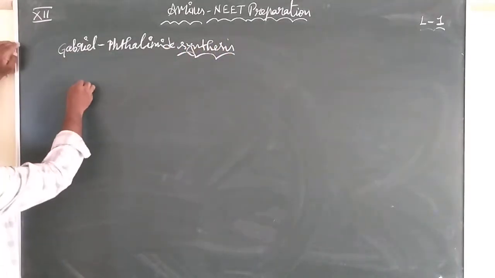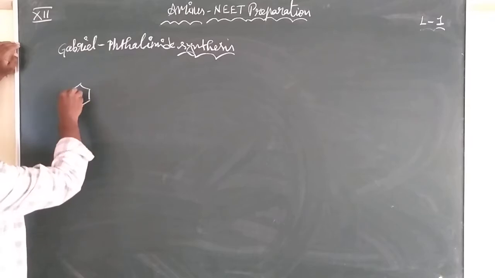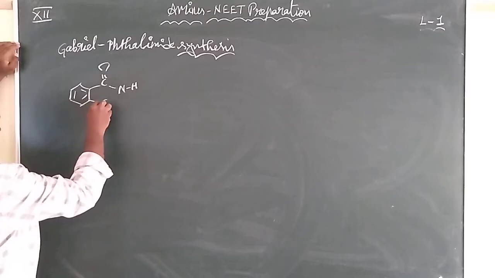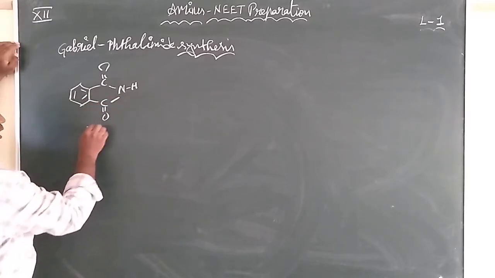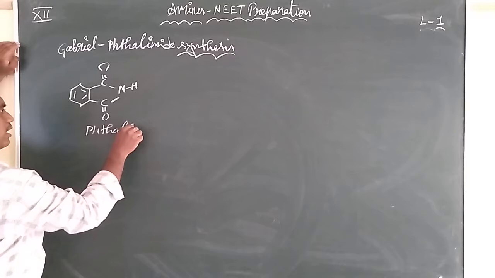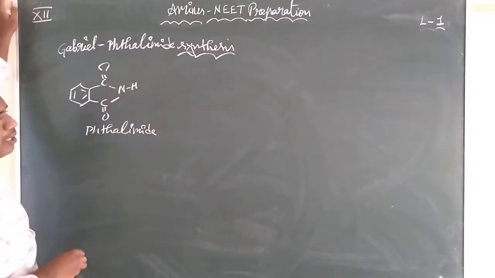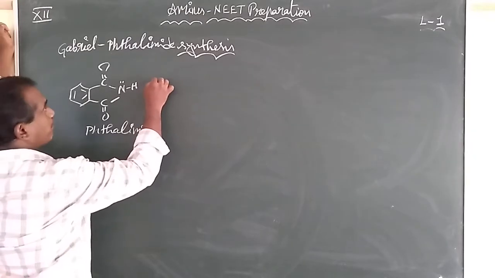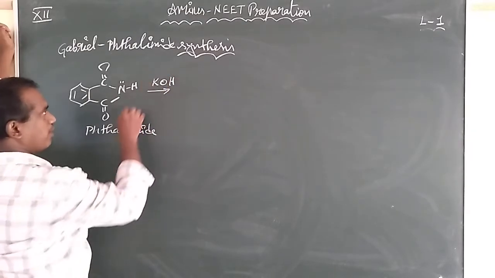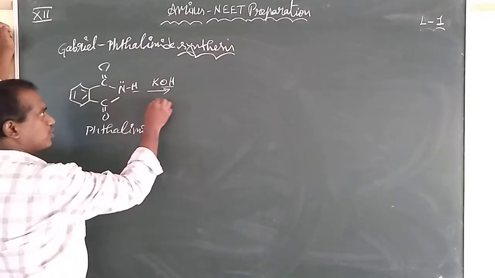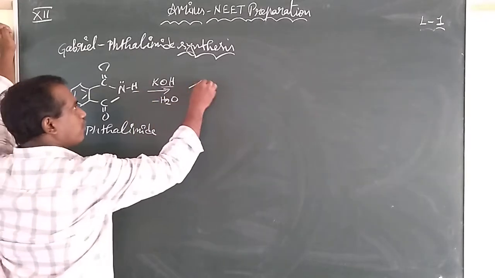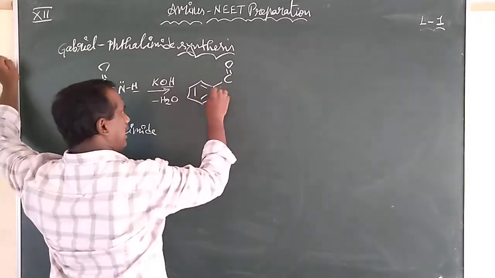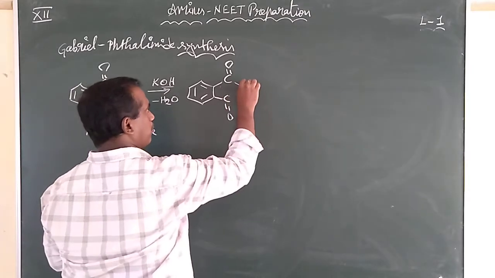The second raw material we are going to take is phthalimide. This is what we call phthalimide. In the phthalimide, the nitrogen has lone pairs. We are going to react this with potassium hydroxide. So the OH and hydrogen will be removed in the form of water, forming potassium phthalimide as one of the intermediates.